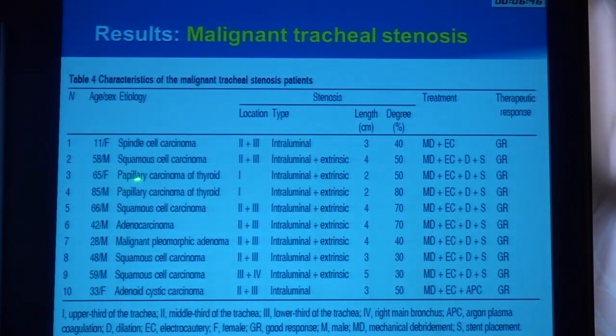We have the malignant cases, the 10 cases. We do all the interventions. In all cases, we do the stent except in 2 cases, in which we do mechanical dilatation and electrocautery. All the cases produce good therapeutic response at the end of the procedure.